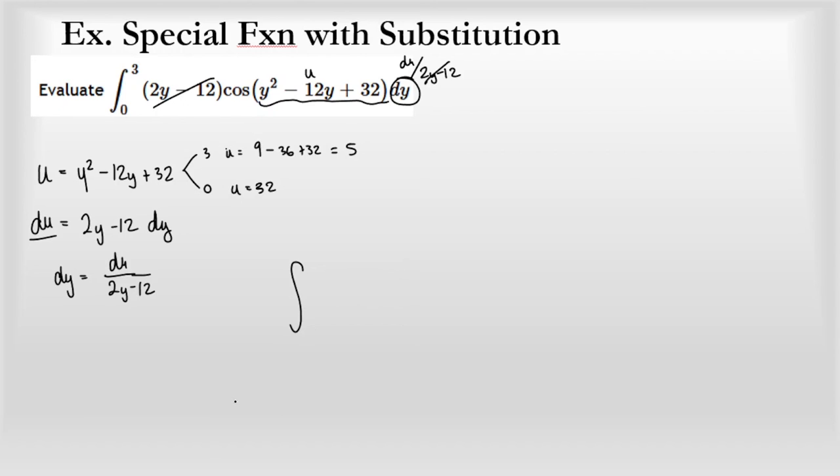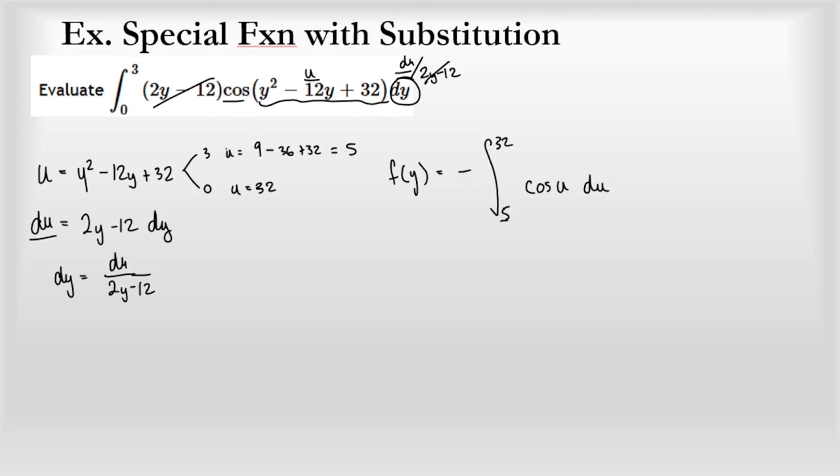So let's put all this together. I know that the original function f of y will equal negative the integral from 5 to 32 of cos u du. My 2y minus 12 canceled there and there. I'm left with cos u du. And I'm evaluating from 5 to 32. Not 32 to 5, 5 to 32. We always go from lowest to highest, all right?